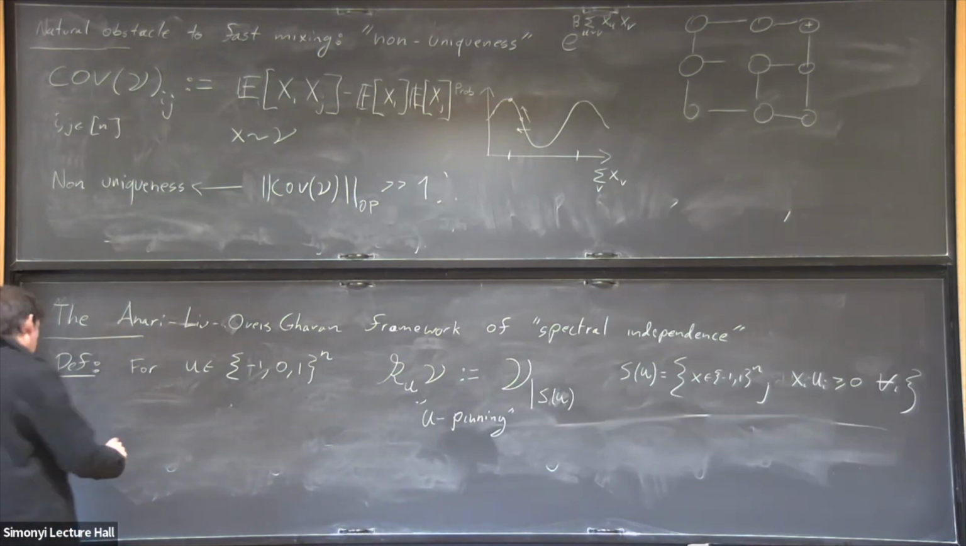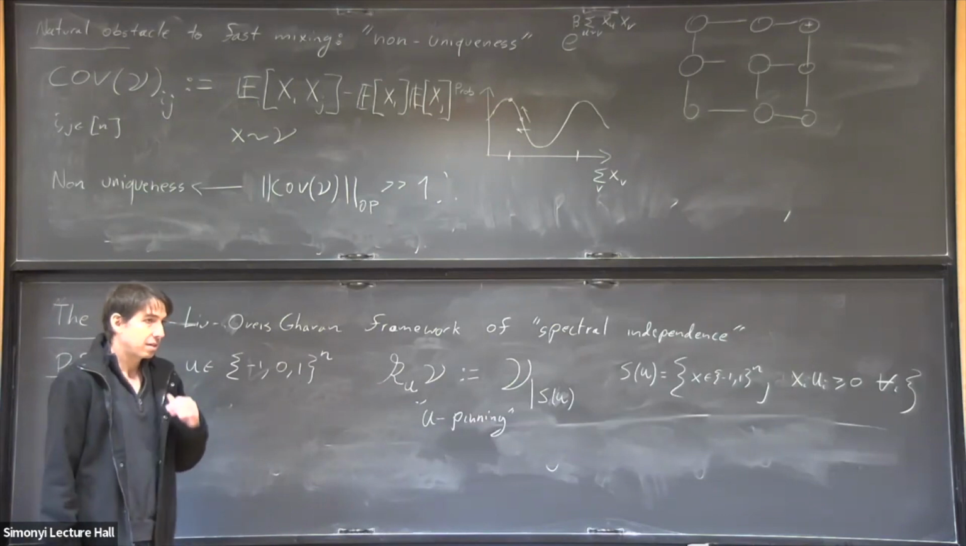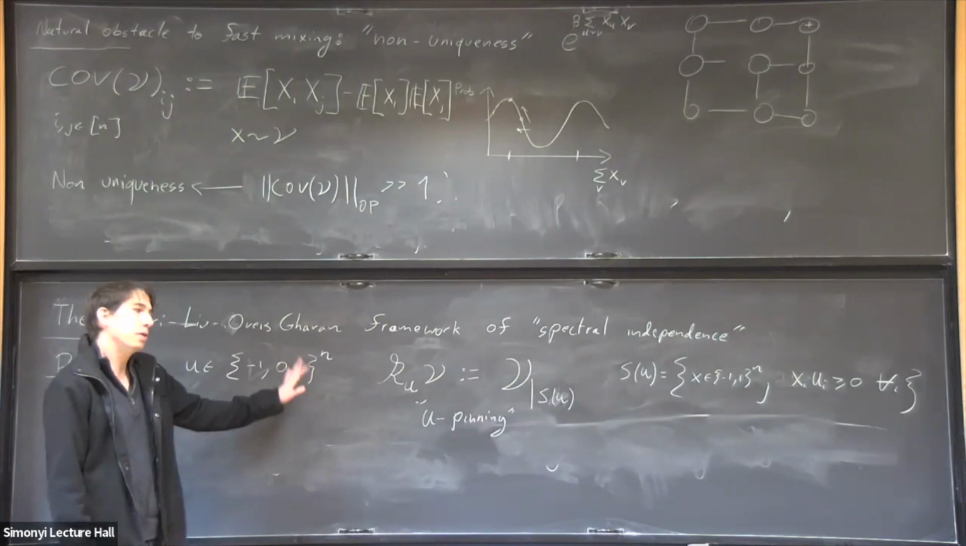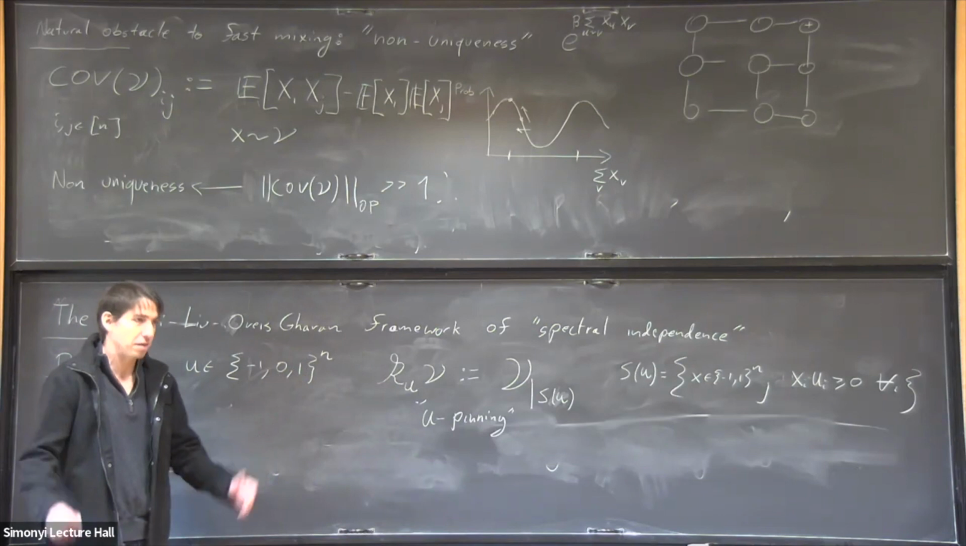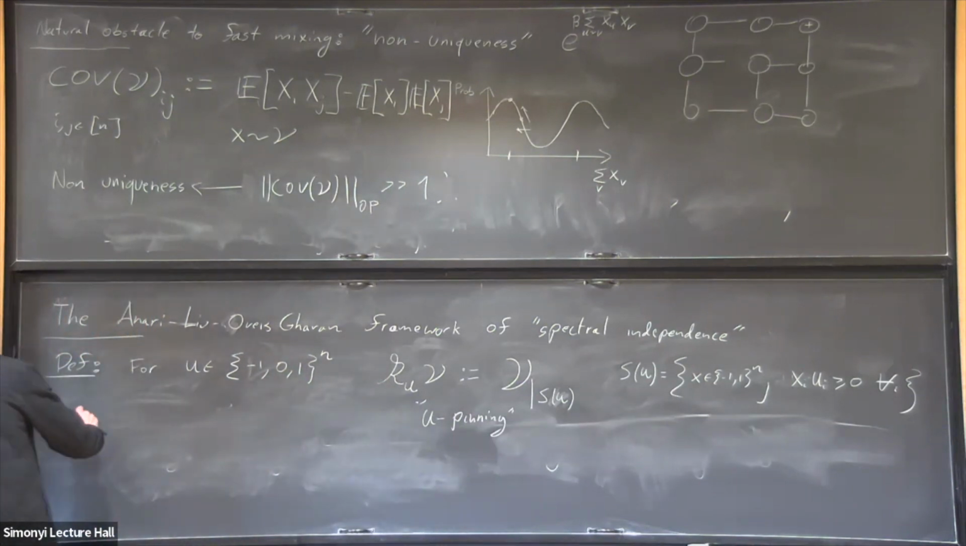I'm going to do another definition, which is the influence matrix. We have exponentially many such measures, a lot of such conditioned measures. Yes, we need the condition for all of them. Yeah, that's true.